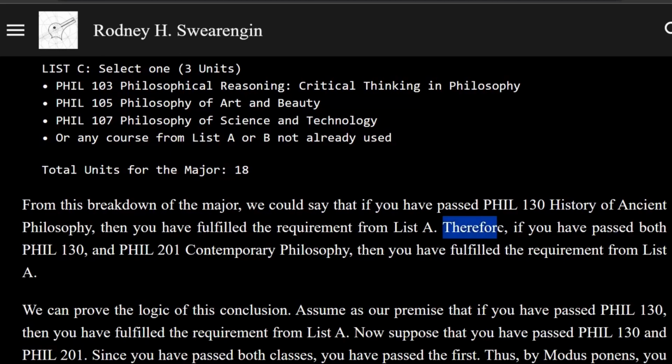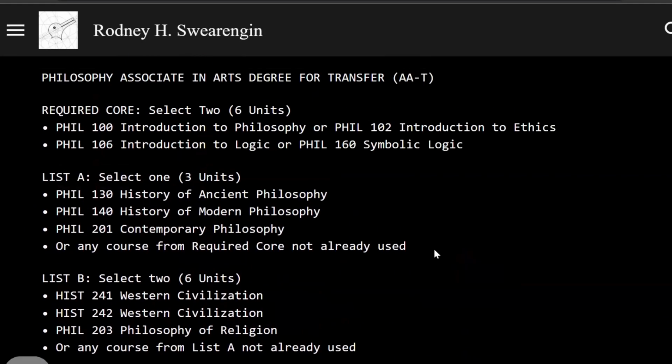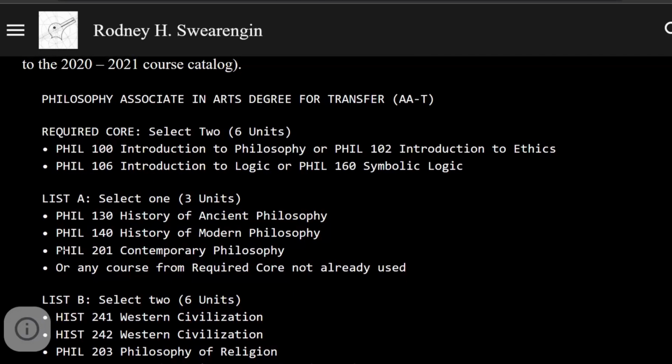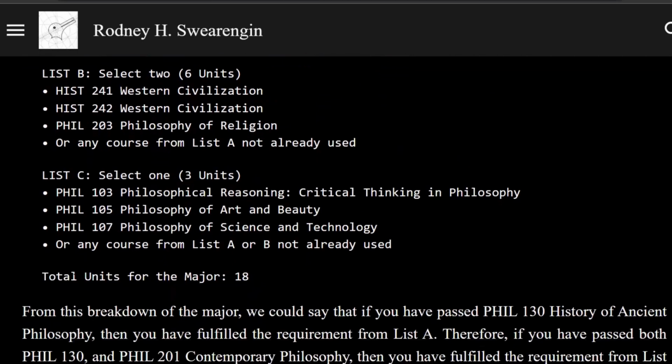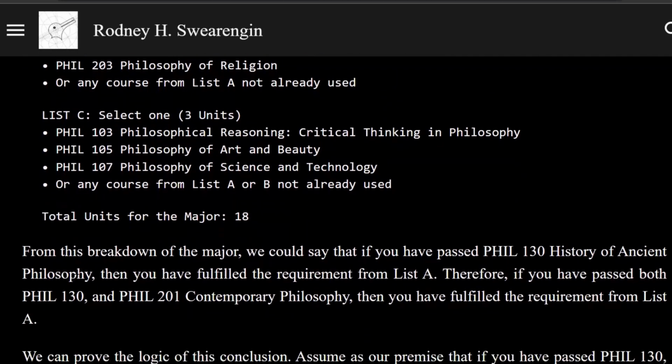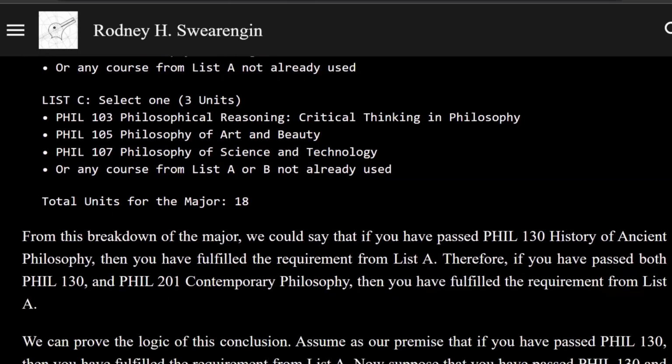And then we have the therefore. So here's the logical inference. Therefore, if you have passed both Philosophy 130 and Philosophy 201, contemporary philosophy, then you have fulfilled the requirement from list A. And of course, Philosophy 201 is one of these. It says only select one, but if you've done both, then you've fulfilled the requirement. That's the essence of the argument.